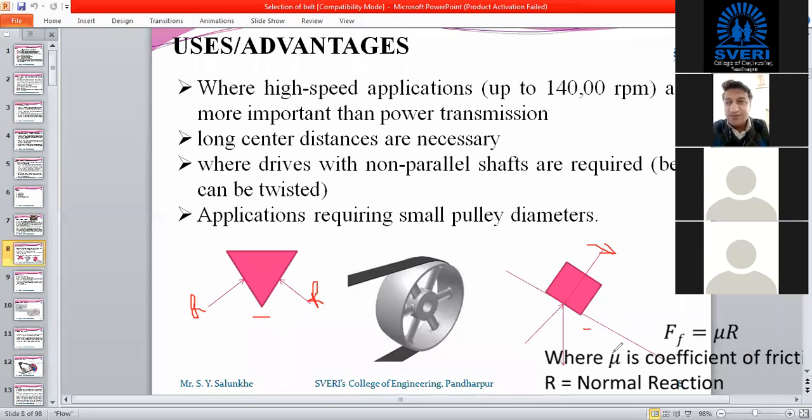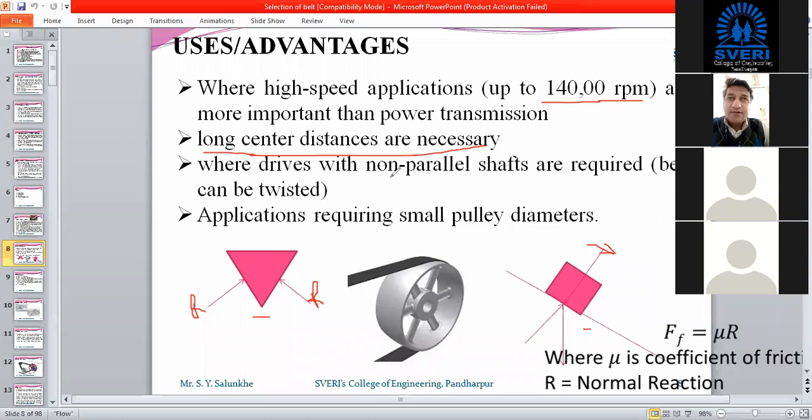But while we consider its disadvantage, we can consider it as an advantage also, as I have already talked about it. It stops power transmission, and that's why further breakage is avoided. Now, when we see very high power transmission or high speed power transmission, okay, in that case these flat belts are preferable. Then for long center distance between the pulleys, rather than V belts, flat belts are used.